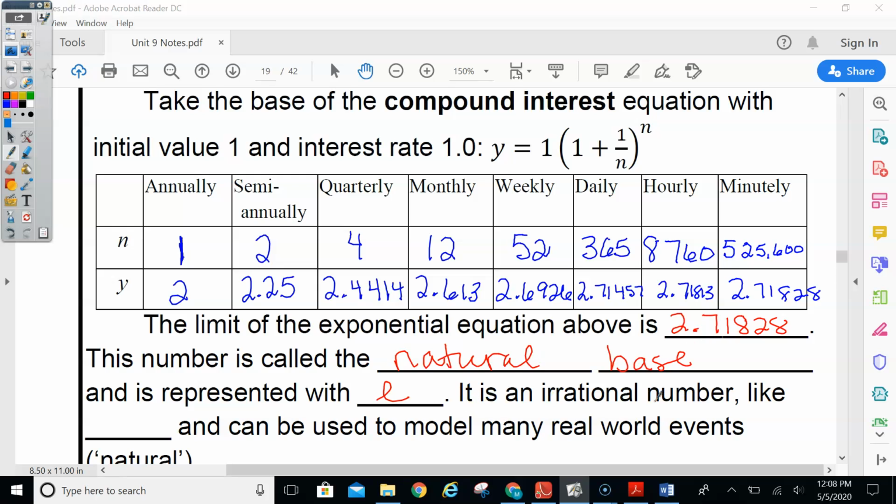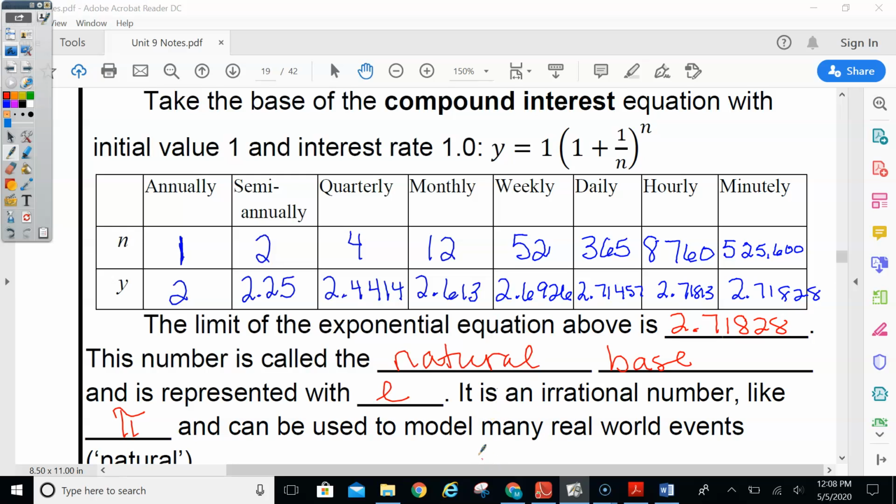So it's like any other irrational number, so it's kind of like pi. It's not going to repeat. I know it looks like it starts to repeat, but it's not going to continue that. It's going to keep going. And there's a lot of real-world applications that can be modeled by E. That's why it's called the natural base.